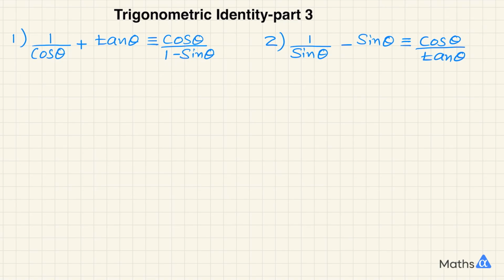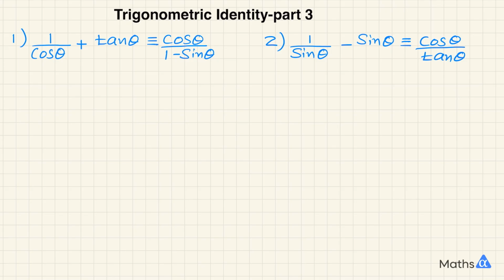Hi, in this video I'm going to prove these two identities. Let me take the first one. We have 1 over cos theta plus tan theta identical to cos theta over 1 minus sin theta. So how can we prove this identity?